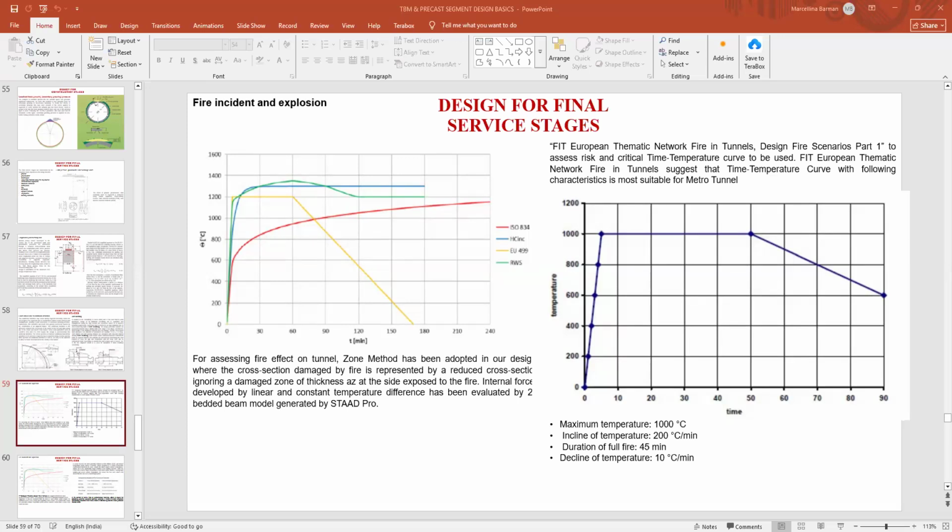Previously, all the designers used to specify this IS code specification for the cover requirement, so that the cover I am providing would take my fire load into account. But nowadays, the client or the independent engineer mostly tells you that you need to develop your own fire curve, or follow fire guidelines. In our Indian standards, there are no fire standards. We are following mostly the European thematic network, or for metro tunnels, the NFPA guideline.